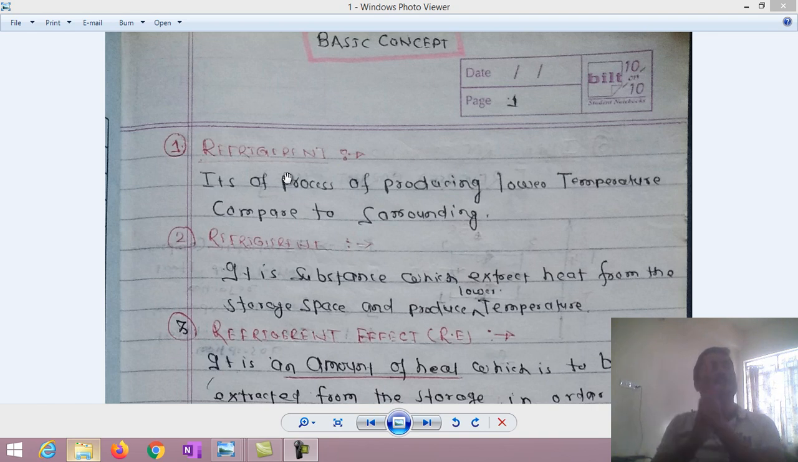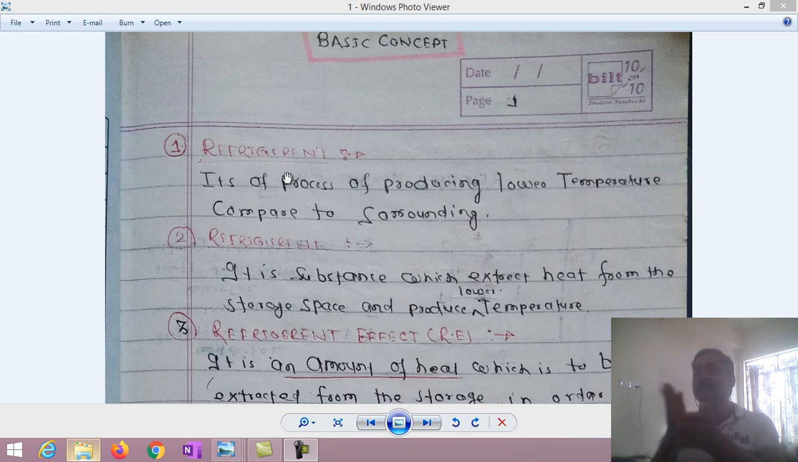For understanding the refrigeration, we can see one beautiful example in our house. In a domestic refrigerator, what is the main purpose of this domestic refrigerator? The purpose of the refrigerator is to maintain the lower temperature inside the refrigerator with respect to the surrounding, with respect to outside, right? So this is called refrigeration.